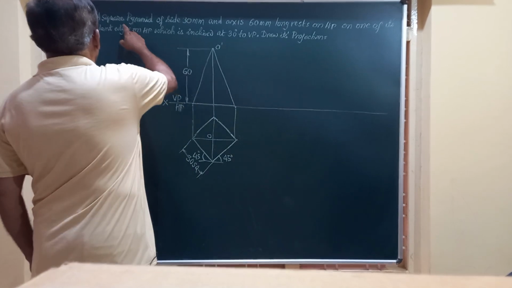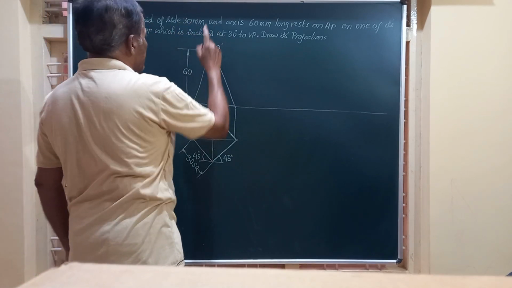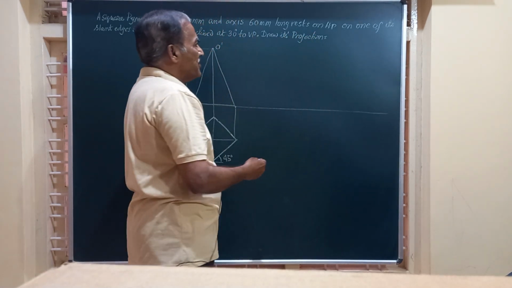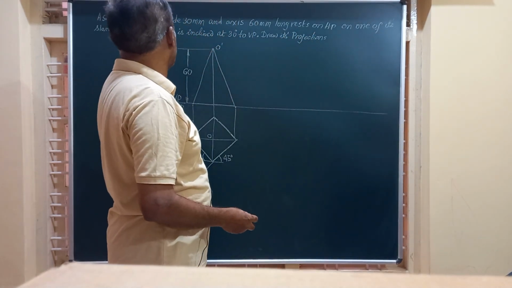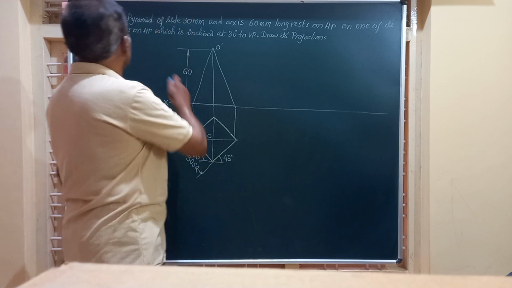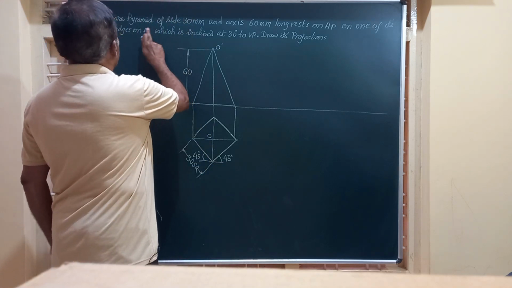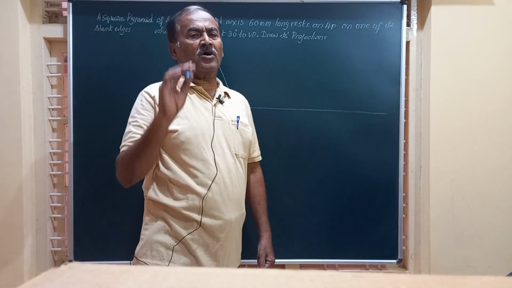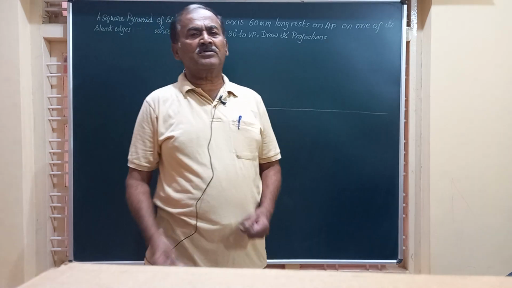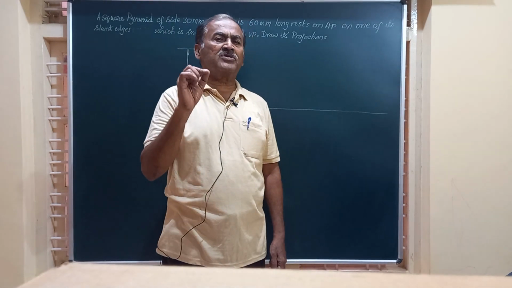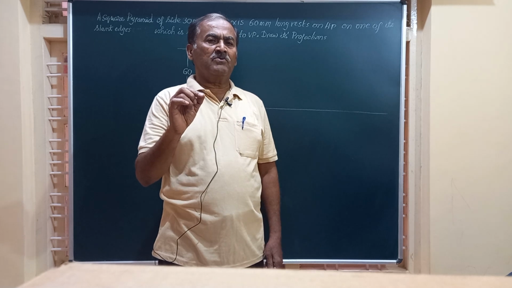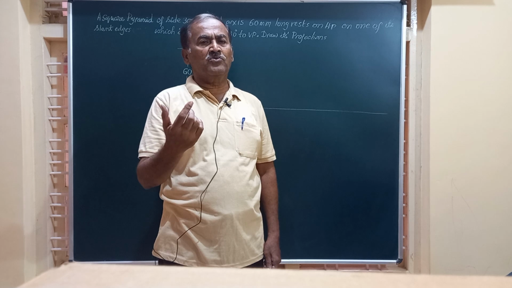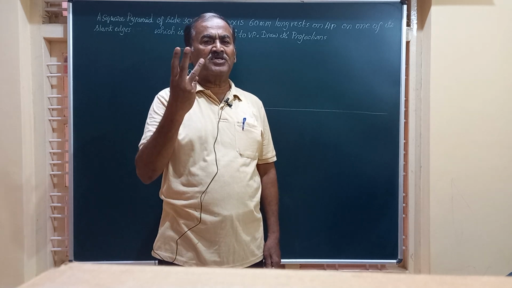The question reads like this: a square pyramid of side 30 mm and axis 60 millimeter long rests on HP on one of its slant edges, which is inclined at an angle of 30 degrees to VP. Draw its projections. Friends, generally any question on these solids, whether it is a pyramid or a prism, a cylinder or a cone or a cube, it generally involves three steps.